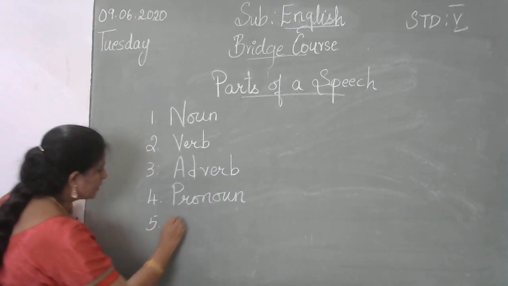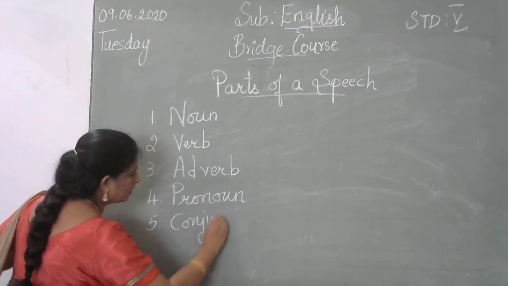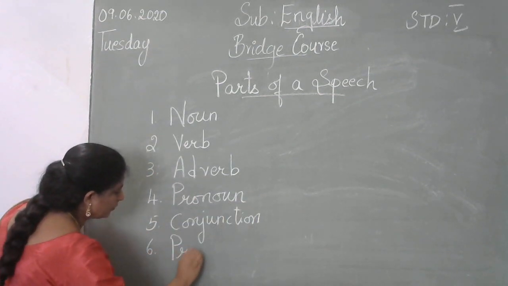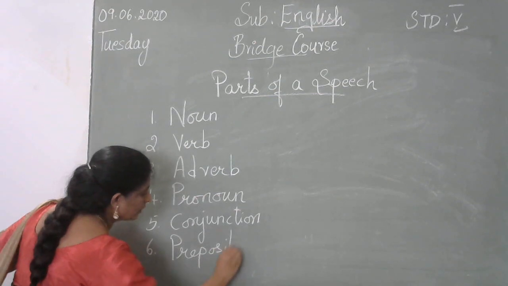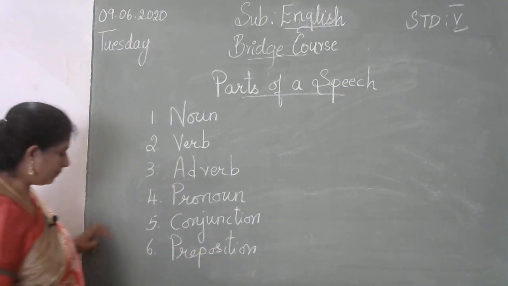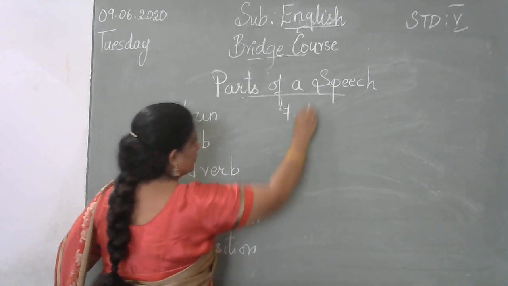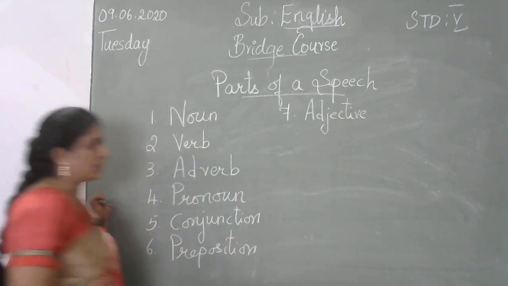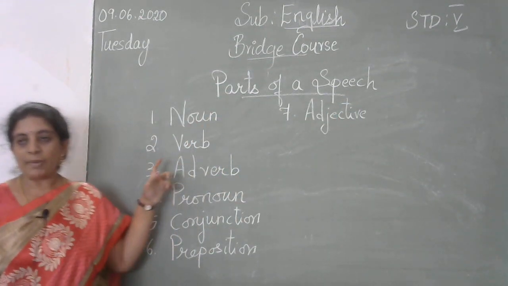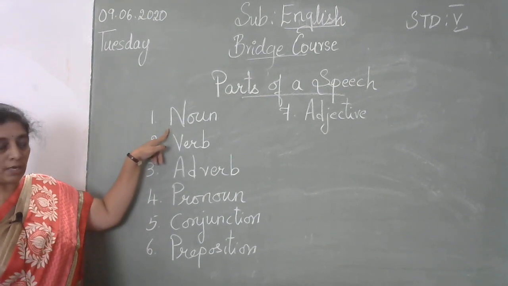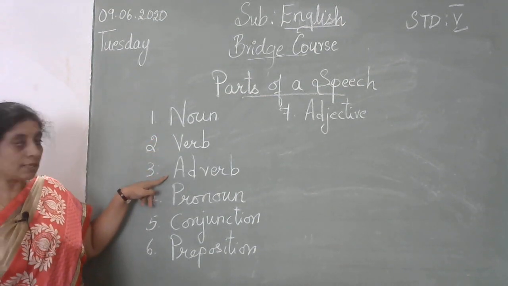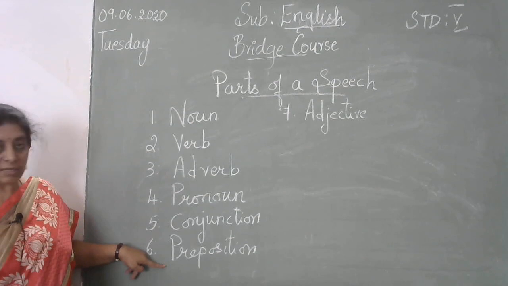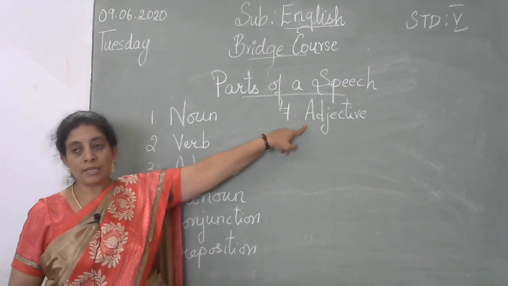The fifth one is conjunction. The sixth one is preposition. The seventh one is adjective. So these are called the parts of speech. The first one is the noun, the second is the verb, the third is the adverb, the fourth is the pronoun, the fifth is the conjunction, the sixth is the preposition, and the seventh is the adjective.